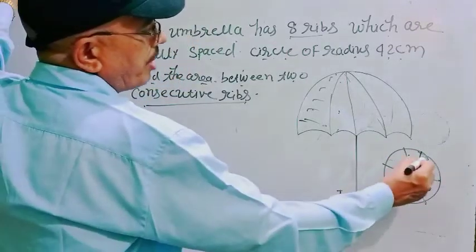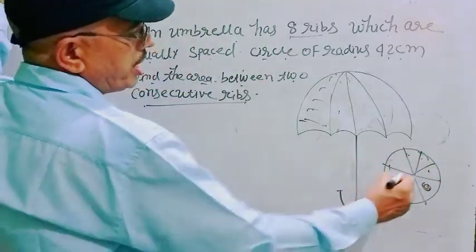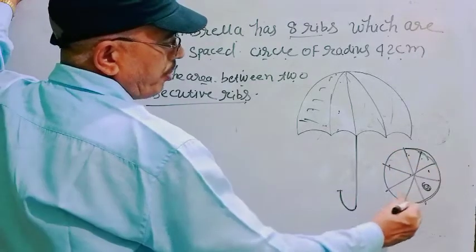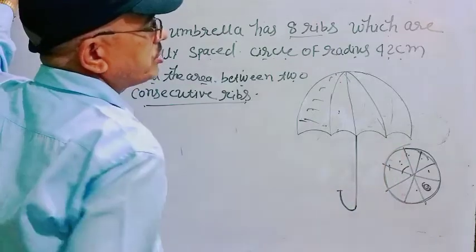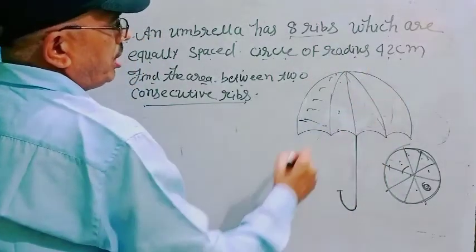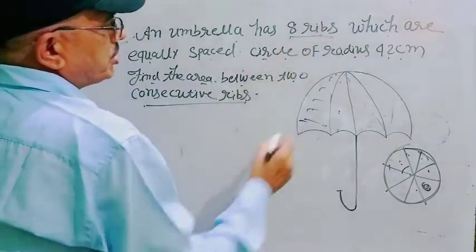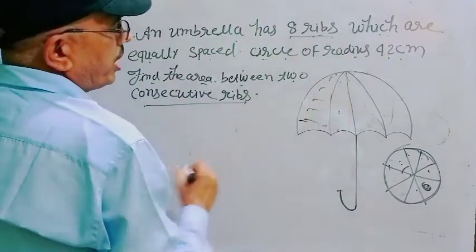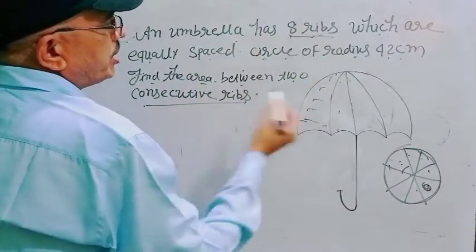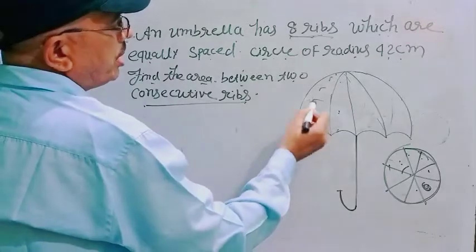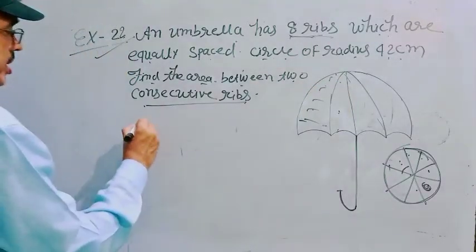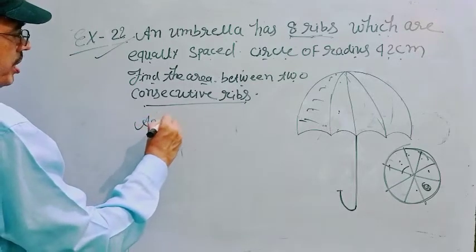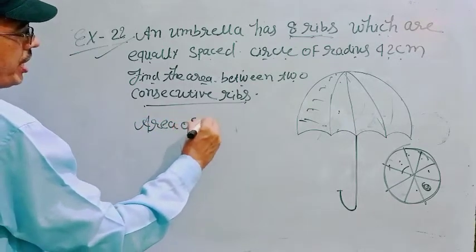Our sectors have equal area. So first find the area of the whole circle and divide by 8, then you can get the area of this one part. It is an umbrella and there are 8 leaves. So first you find the area of the circle and divide by 8, then you can get the area of the sector between two leaves. So what is the area of the circle? First you write the area of the circle.